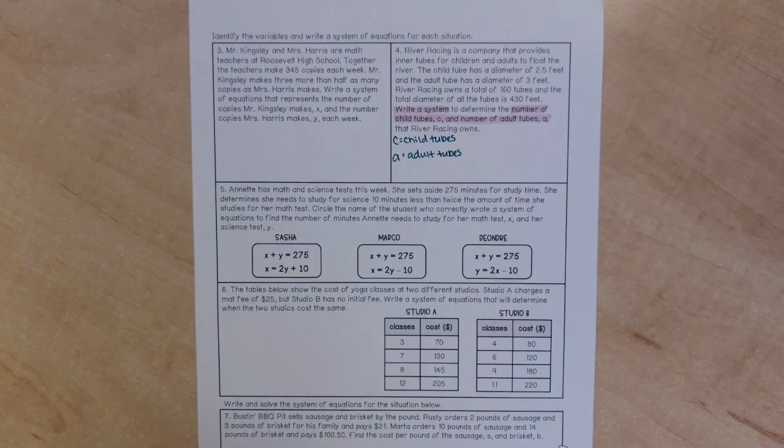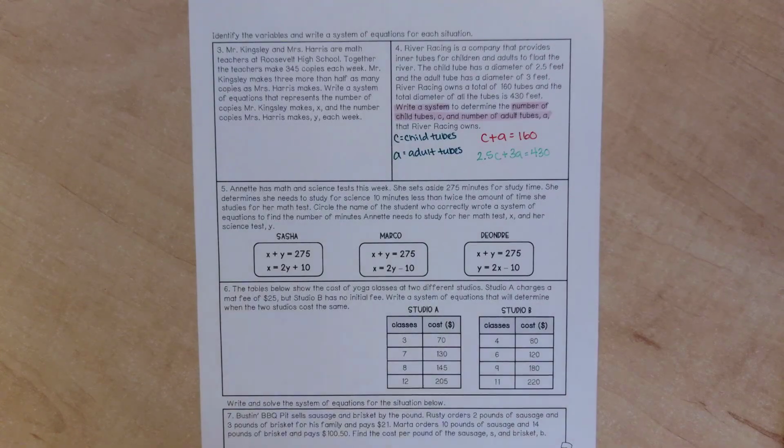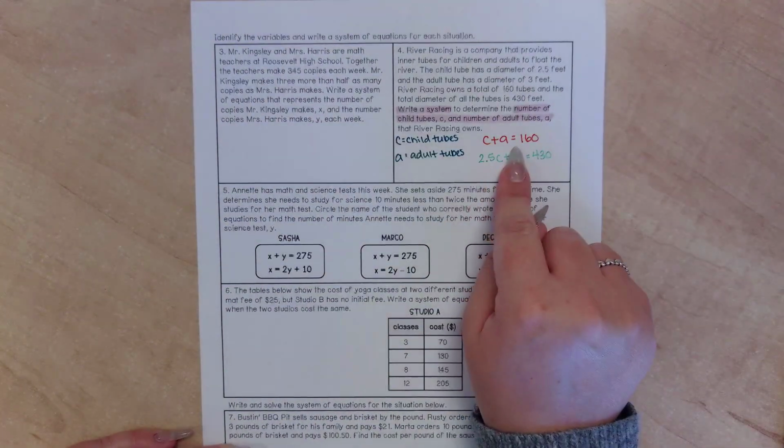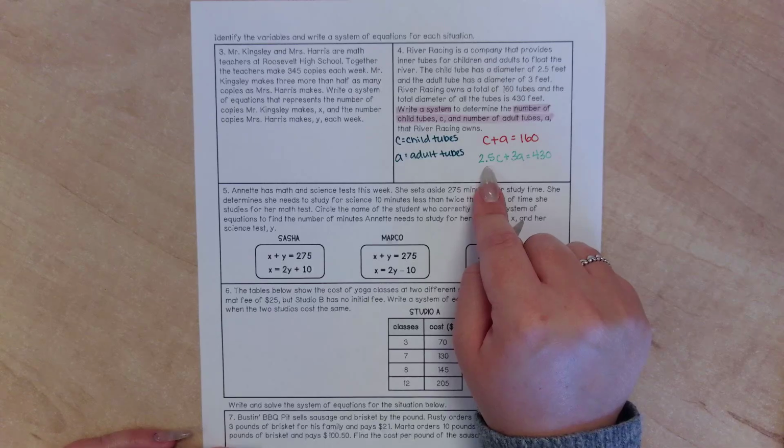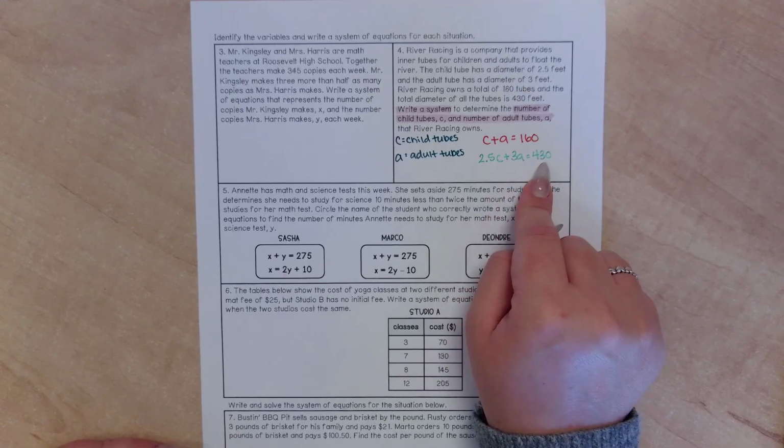So now what I want you to do is pause the video and attempt to write the system on your own. Okay, welcome back. I went ahead and wrote the system without you, so hopefully now yours matches mine. C plus A equals 160, 2.5C plus 3A equals 430.